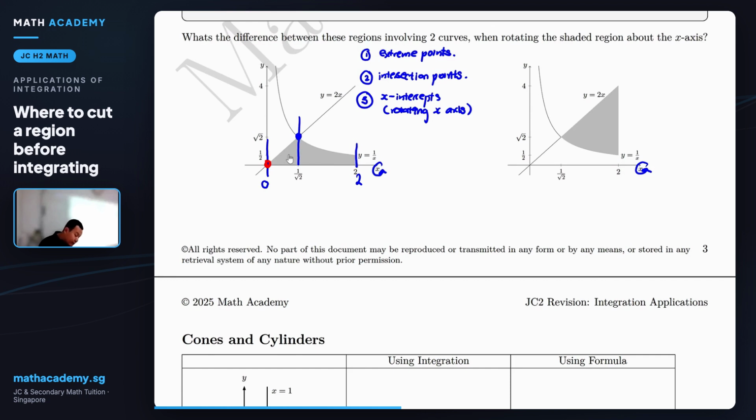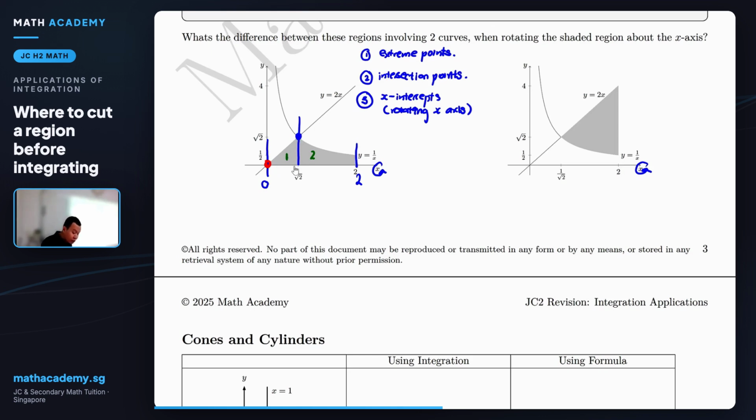Why is the cutting important? Now you treat it as separate regions. Every chopped up region is referring to one region that you may want to consider integrating separately. So I have region 1 and 2. What's the point of splitting to 2 regions?